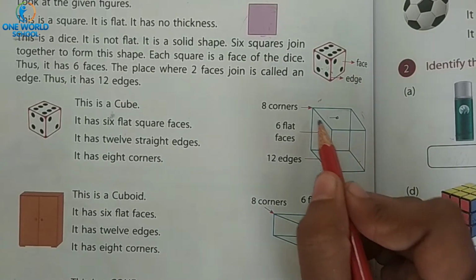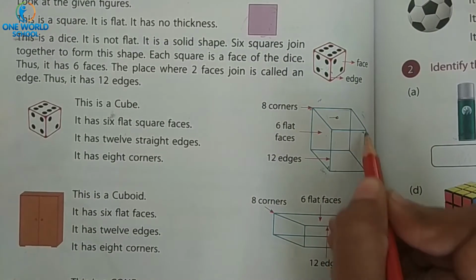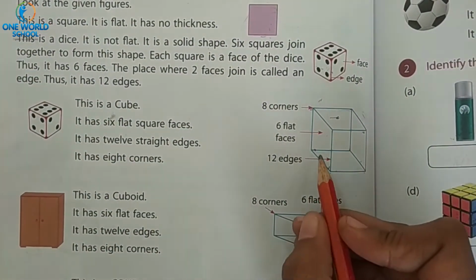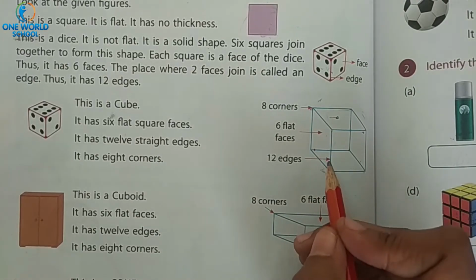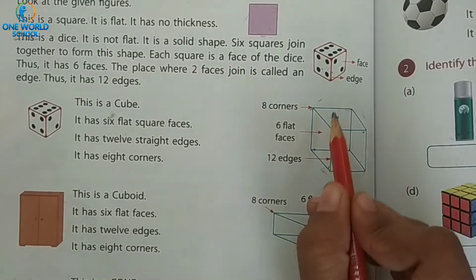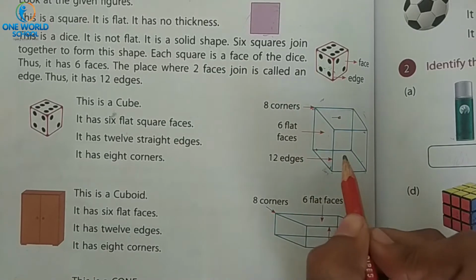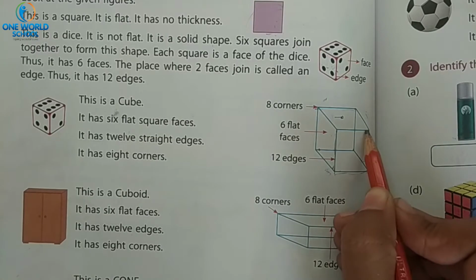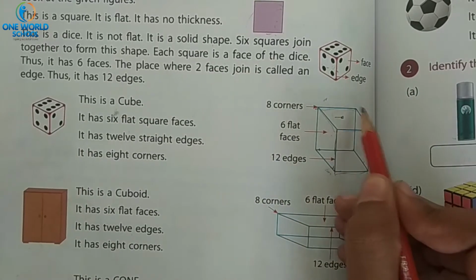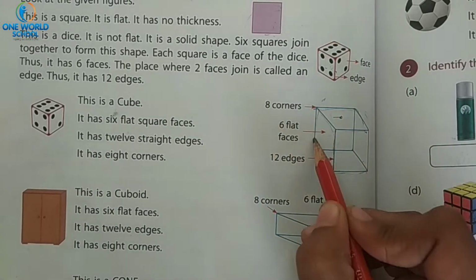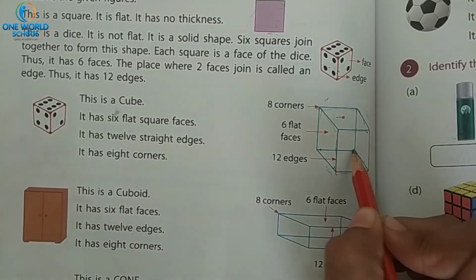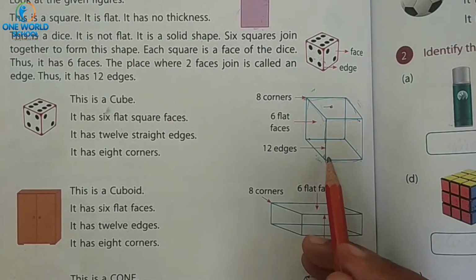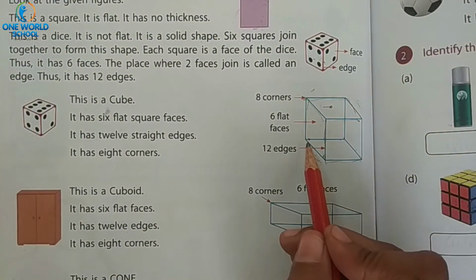Now corners. See, there are 8 corners. 1, 2, 3, 4, 5, 6, 7, 8. And it has 12 edges. Look at here. This is known as an edge. 1, 2, 3, 4, 5, 6, 7, 8, then here 9, 10, 11 and here 12. So there are 12 edges.